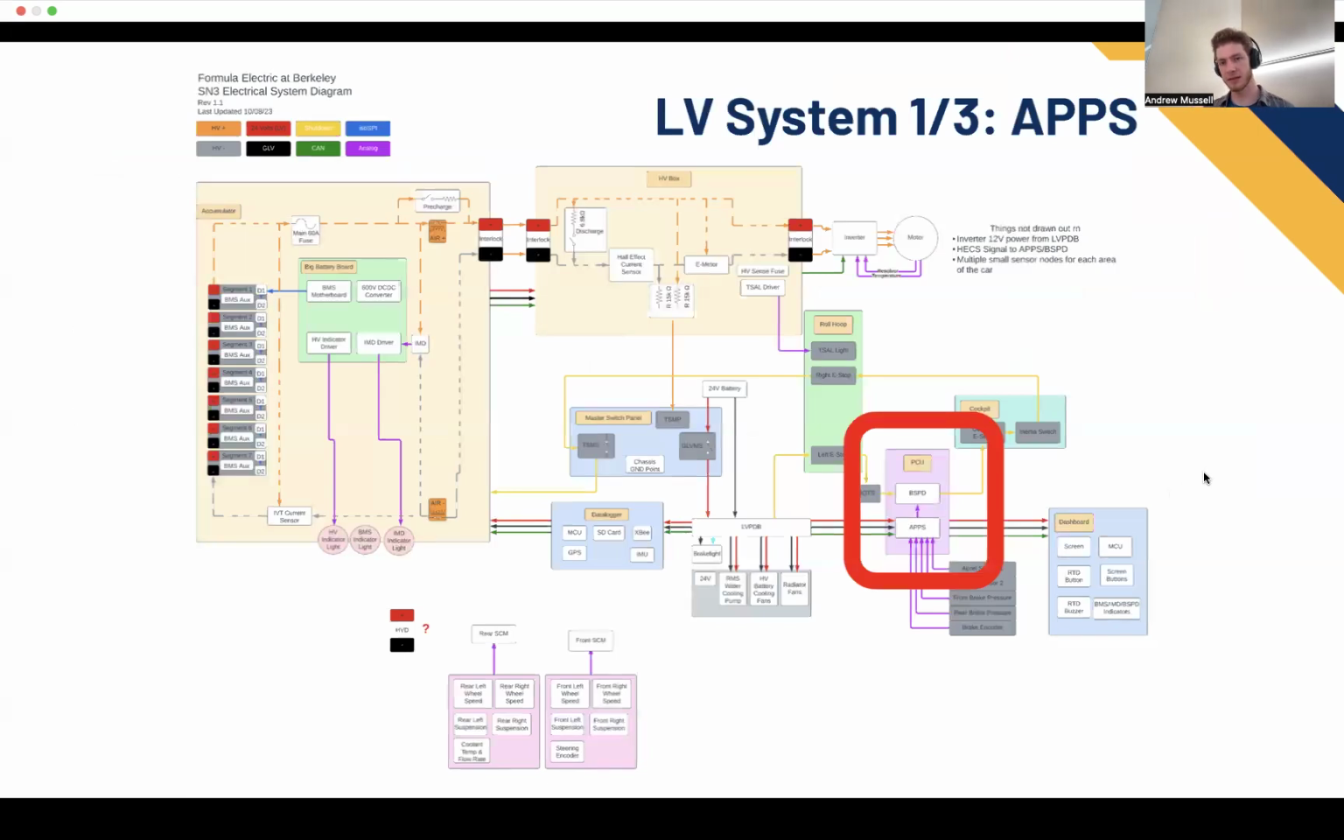Okay, so this presentation splits up the LV system into 3 parts. The first part is the APPS, or the accelerator pedal position sensor. What this does is it takes all these sensors, the dark gray boxes down here, and puts them into a PCB with a microbasic on it so that we can read all these signals, put them onto the CAN bus, and do some logic with them, as well as pass on the analog signals to the BSPD for it to do its safety features, which I'll talk about in the second third.